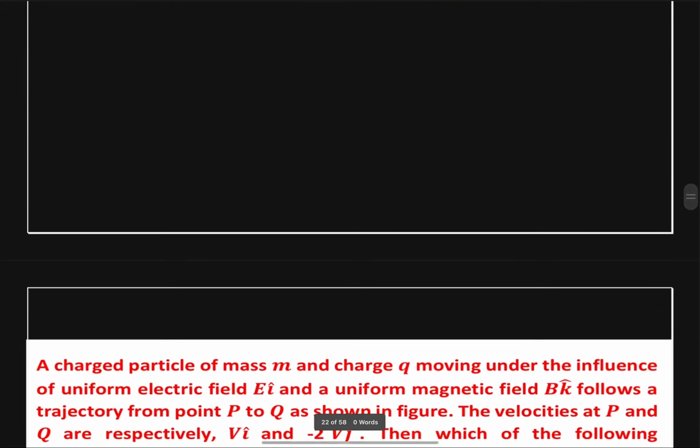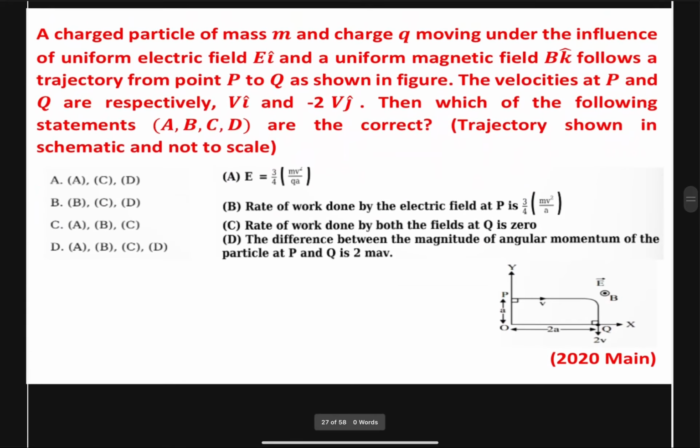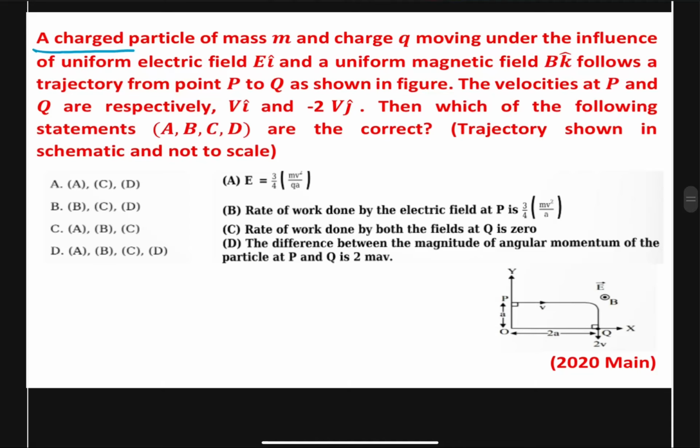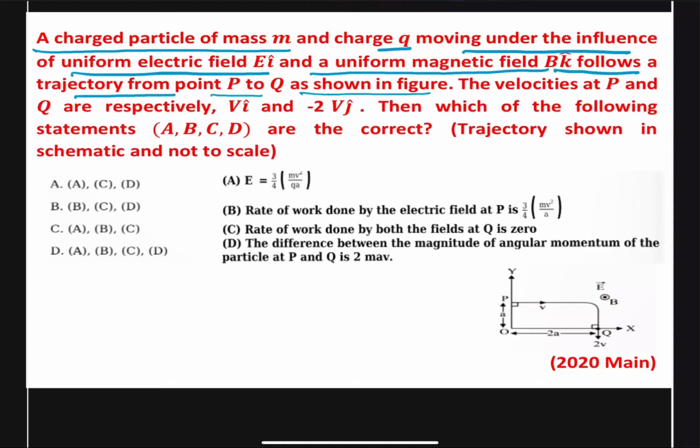We are given a charged particle of mass m and charge q moving under the influence of a uniform electric field E i unit vector and a uniform magnetic field B k unit vector. It follows a trajectory from point P to Q as shown in the figure. The velocities at points P and Q are V i unit vector and minus 2V j unit vector respectively. Then which of the following statements A, B, C, D are correct? The trajectory is given to us.